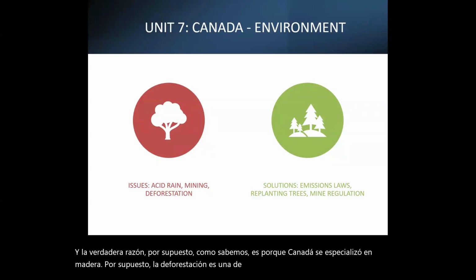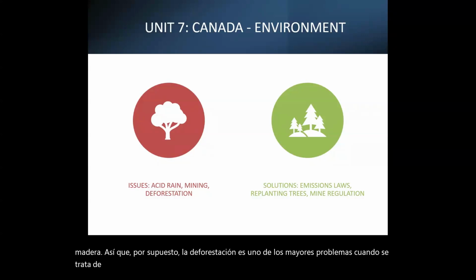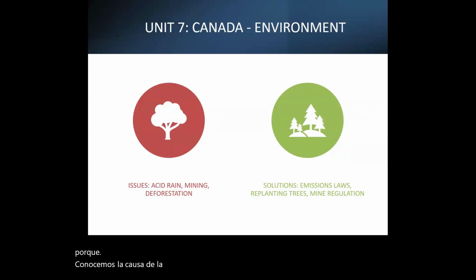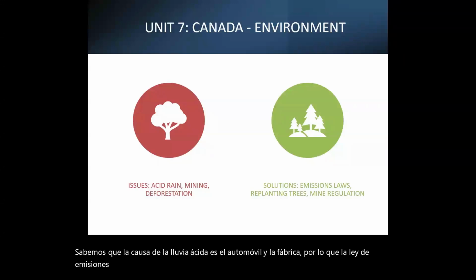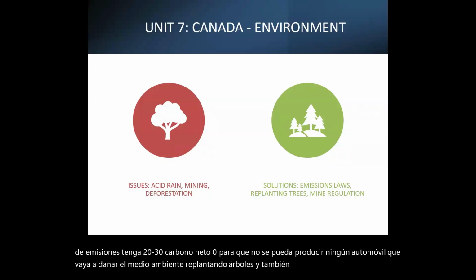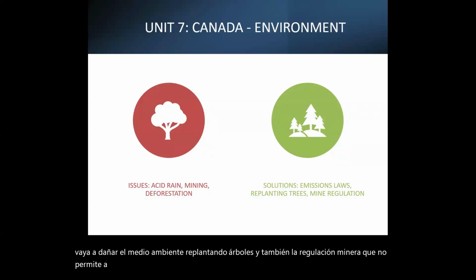When it comes to solutions, for acid rain there are emission laws, because we know the cause of acid rain is cars and factories. So, making emission laws, having 2030 carbon net zero so that no car that is going to hurt the environment can be produced, replanting trees, and also mine regulation, not allowing companies to just mine wherever and whenever they want.